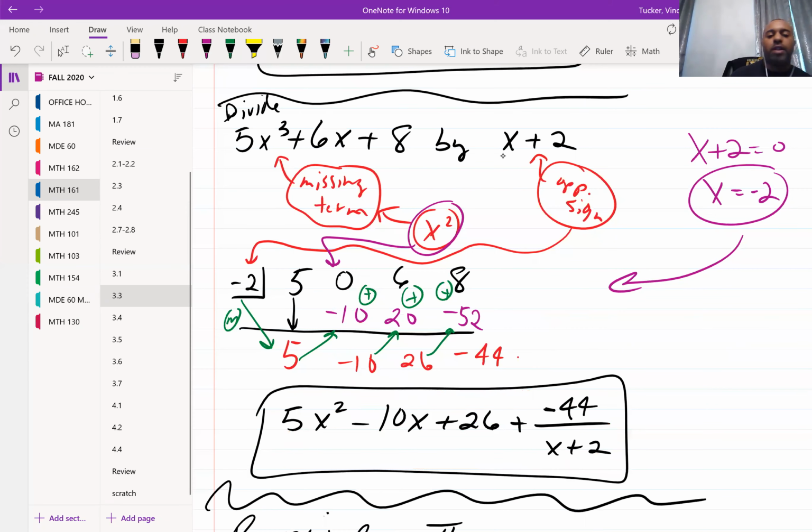Start off with one exponent less than what we originally had. We started off with x cubed, so then it means our answer should start with x squared. So 5x squared minus 10x plus 26 plus negative 44 over x plus 2. So notice I put my negative in the numerator with the 44. You could have written minus 44 over x plus 2. But this is always the safest way to write your answer, especially when you have a remainder that has more than one term. Writing all the signs up there is the best practice.